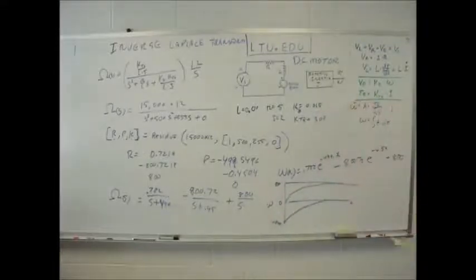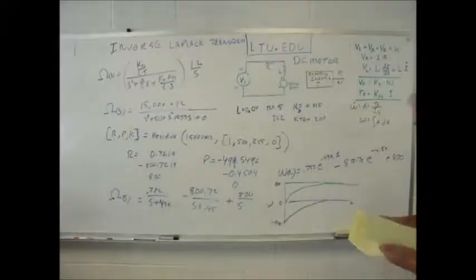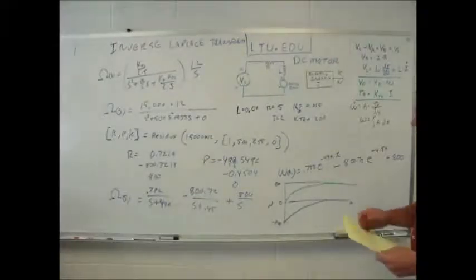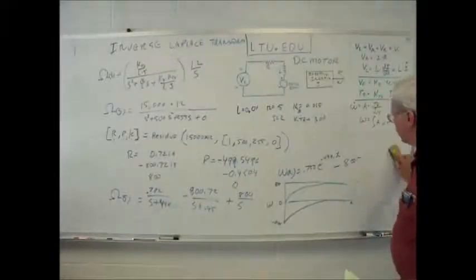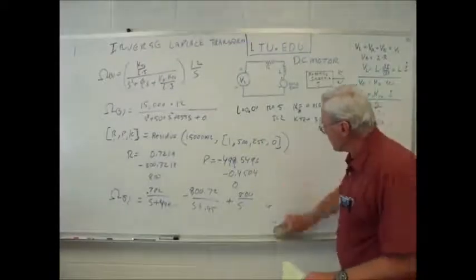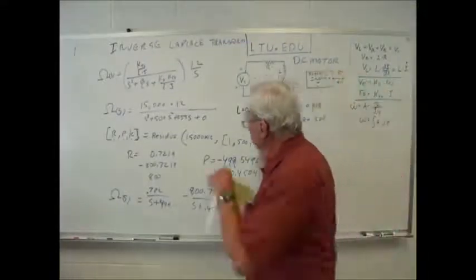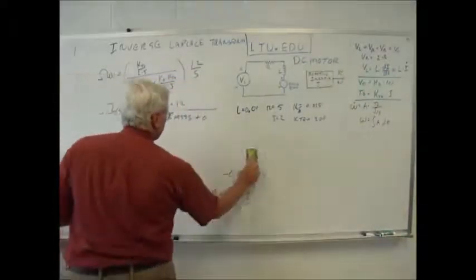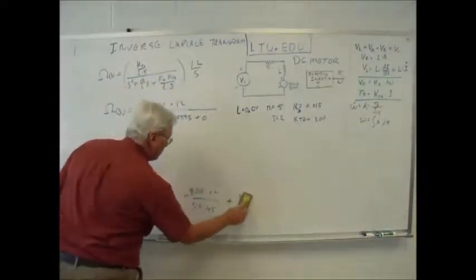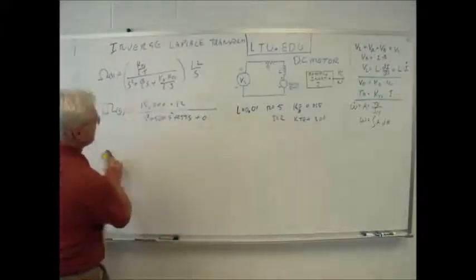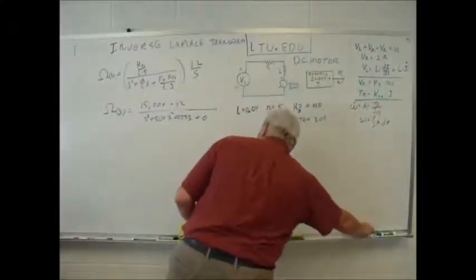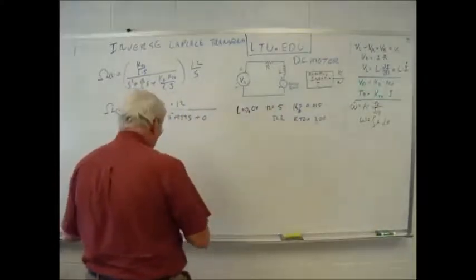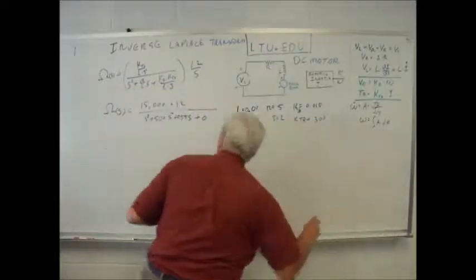So you end up with a final response looking something like that. Okay? Now, how would we do this by hand? Okay? We have some idea where we want to go. We want those 1 over s's and the 1 over s plus a kind of things. So we're going to do a partial fraction expansion.